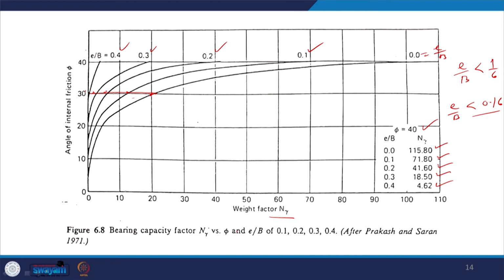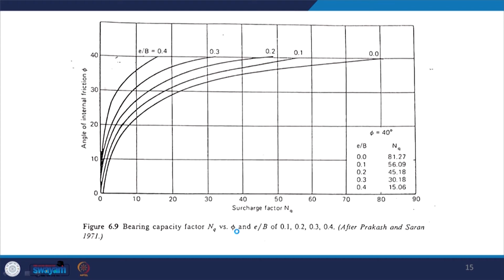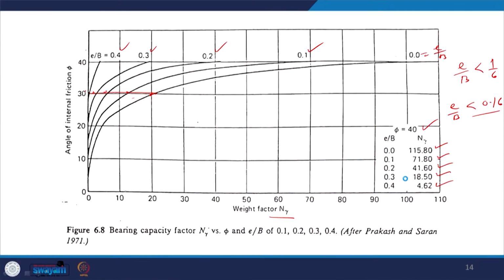Similar charts have been given by these authors for NC and NQ. So, you could see that this is for NQ, and again the charts are for angle of internal friction 0 to 40 degree. There are 5 values for E by B as before, and then the table is also given, and here also you could see the reduction is from 81 to 15, but the reduction is not so large as was the case for the factor N gamma. And here also in the chart the difference is not so much, but if I see the earlier chart, there was a large difference in the values due to E by B.